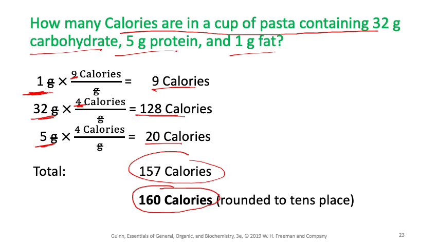So this is how you can calculate the calorie content of a food sample, in this case a cup of pasta, right? So if you're eating a cup of pasta containing 32 grams of carbohydrate, 5 grams of protein, and 1 gram of fat, that means you are getting 160 calories as energy.